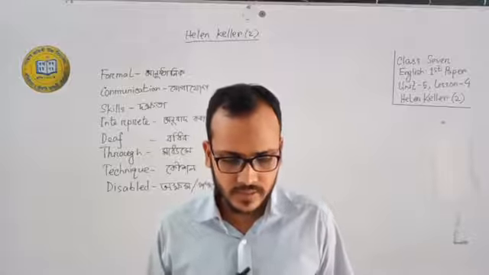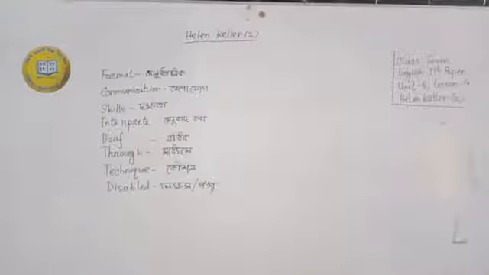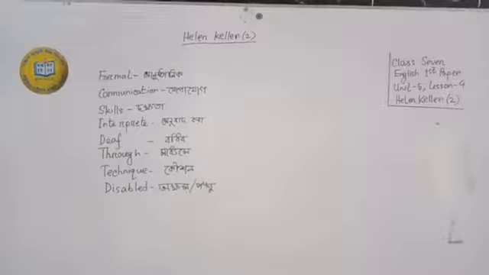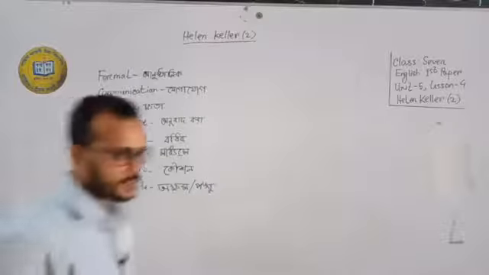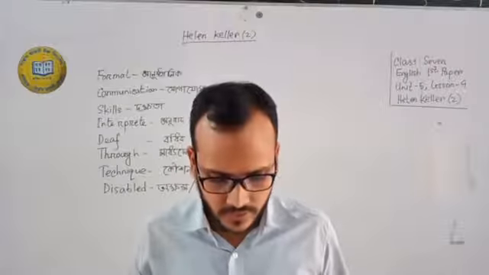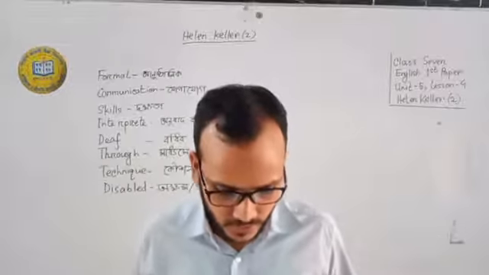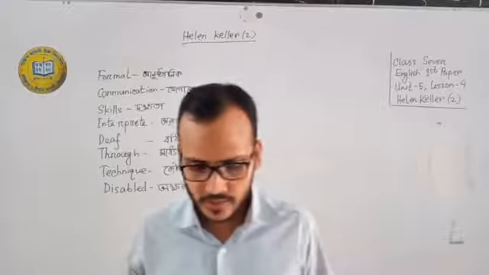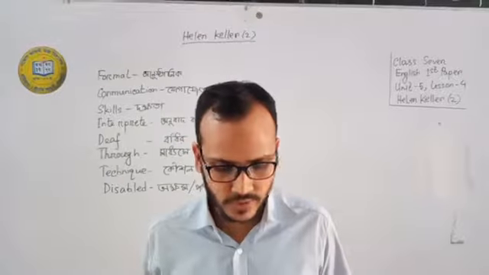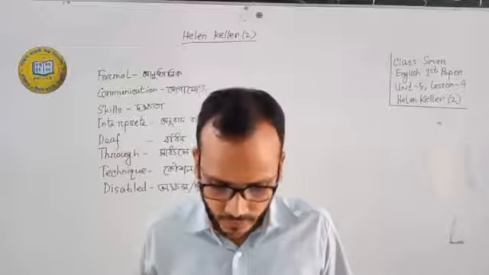Helen Keller started her formal education in 1890. She began to take classes at the Horace Mann School for the Deaf in Boston.